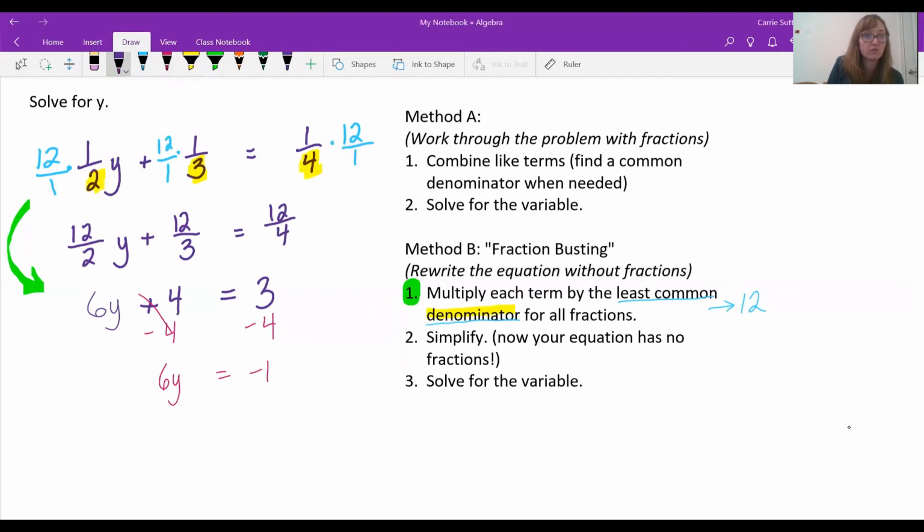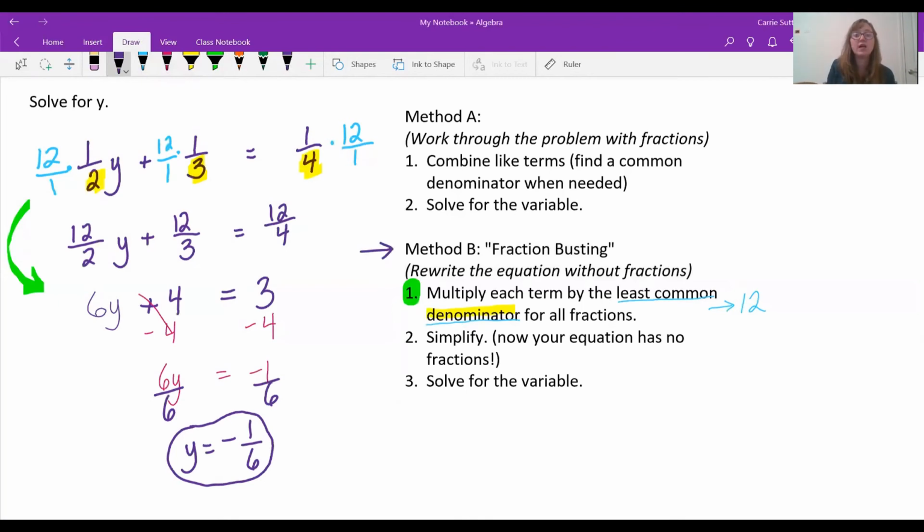We'll go ahead and swap colors. When I divide both sides by 6, we do get a fraction answer, which is A-OK. And it is -1/6. So that is how you solve an equation with fractions using the fraction busting method.